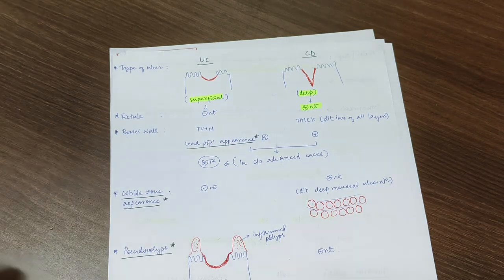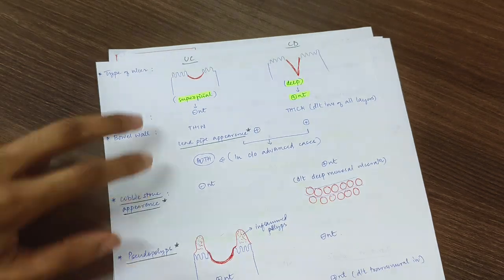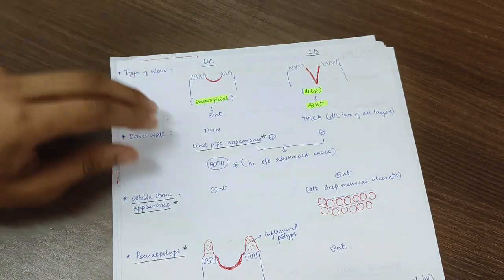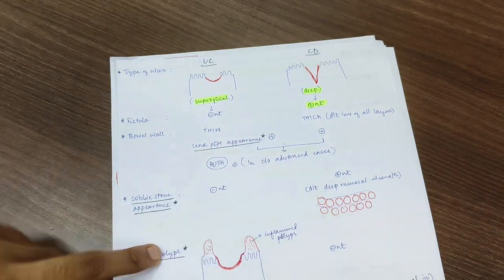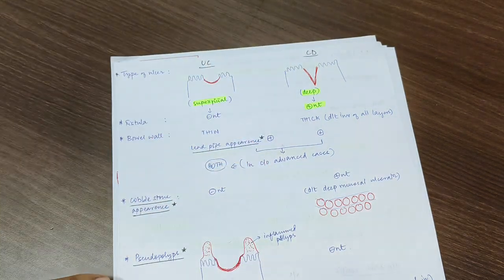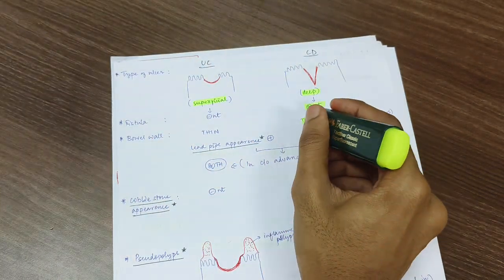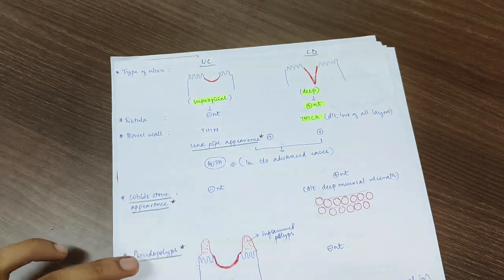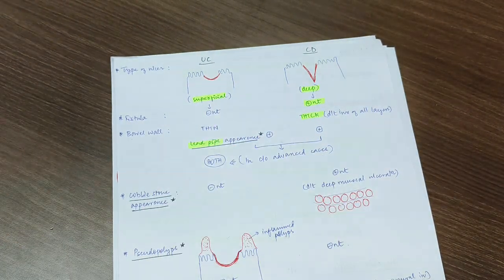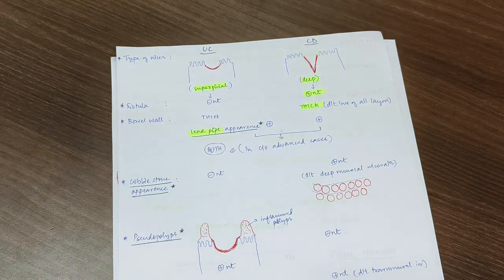Then bowel wall, how will the bowel wall look? Because of repeated inflammation in ulcerative colitis, it is thin, whereas Crohn's disease being transmural, involving all layers, it becomes thick. And lead pipe appearance is seen in both. Okay, lead pipe appearance is seen in both cases if they are in an advanced condition.